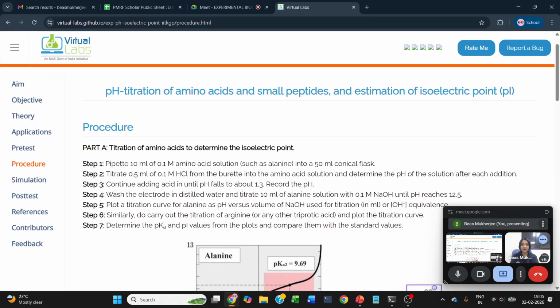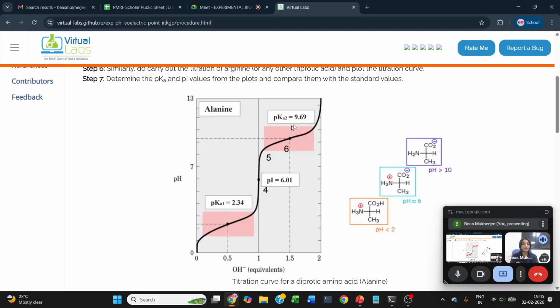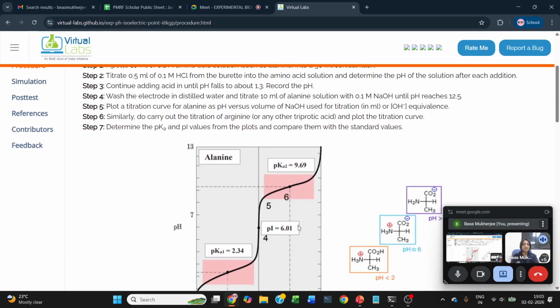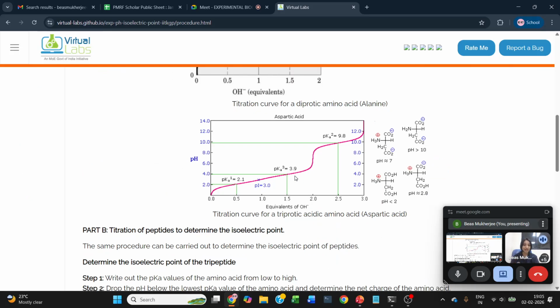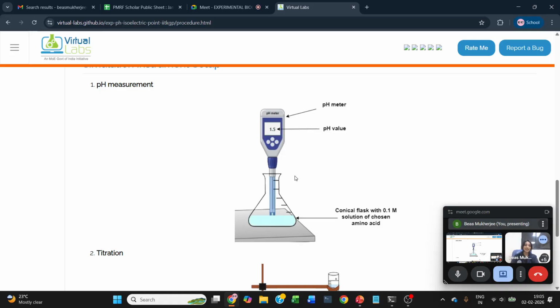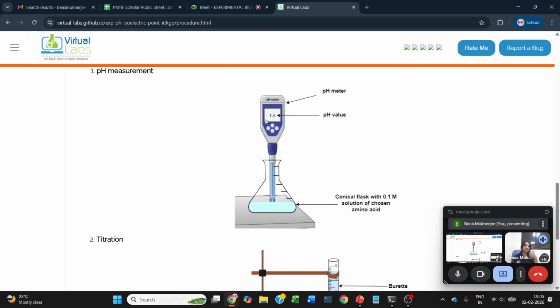So here is the nice part. So see, there is this diprotic acid, alanine. Diprotic means that this is having two jumps, right? So in the pH, and in between is the buffer zone, which is your pI region that is lying there. So you see that the pI region is around 6.1 and the pKa1 and pKa2 values are given, and here they will ask you to pipette 10 ml of 0.1 molar amino acid solution into a conical flask. So you will actually have to do that. This is the setup, and in this conical flask you're supposed to add amino acids, and then the pH meter is going to measure that.